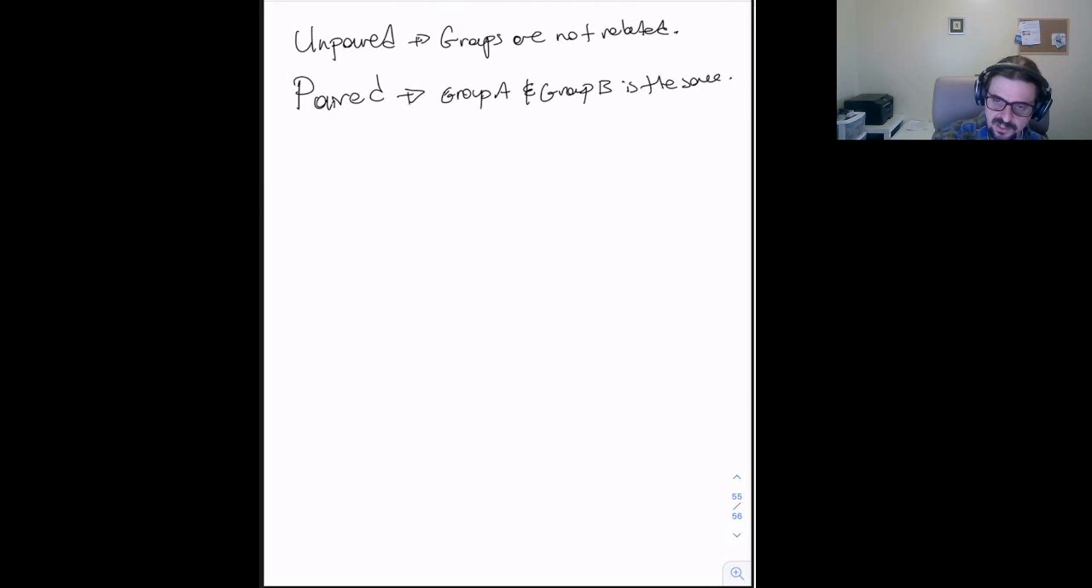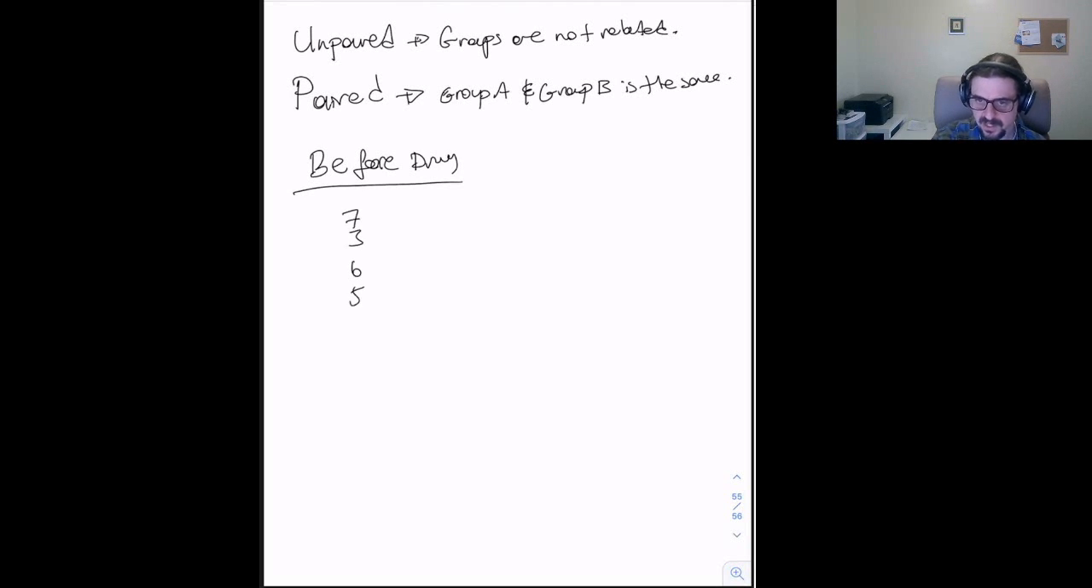So let's do it this way. Before drug, let's say our data didn't change. Before drug, the athlete performance was 7, 3, 6, 5, 6, and 13. And then after drug, it became 12, 5, 11, 11, 9, and 18.